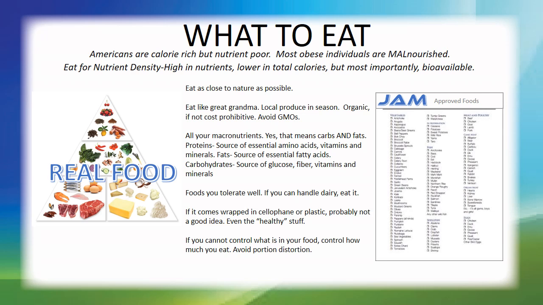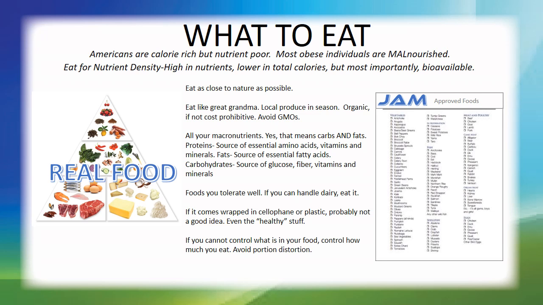Our rule is simple: eat for nutrient density, eat for vitamins, eat for minerals, eat lower in total calories, but eat stuff that's good for you. And the rules right here are pretty simple. Eat as close to nature as possible. It should be recognizable as food. I think they had a study where they put McDonald's food out and ants and bugs didn't even eat it. That should say something.